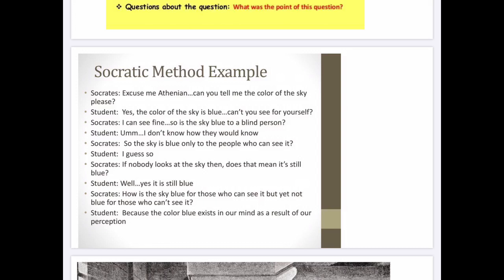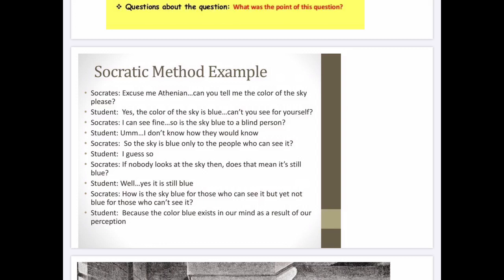He developed the Socratic method, which the scientific method has come from, and we still use today, like in debate and things like that. We'll use Socratic questioning to try to get at the core of what we believe to be true.